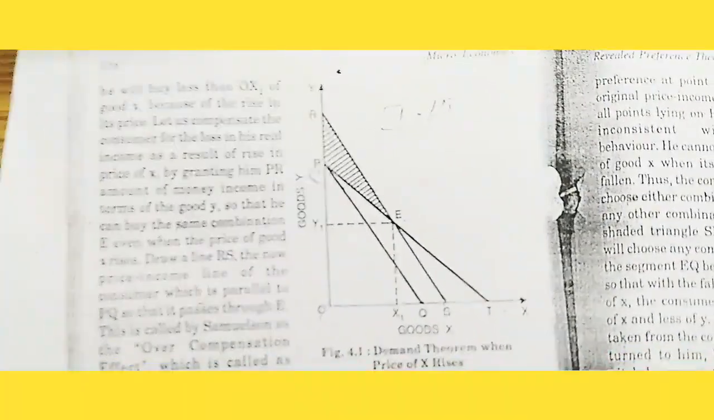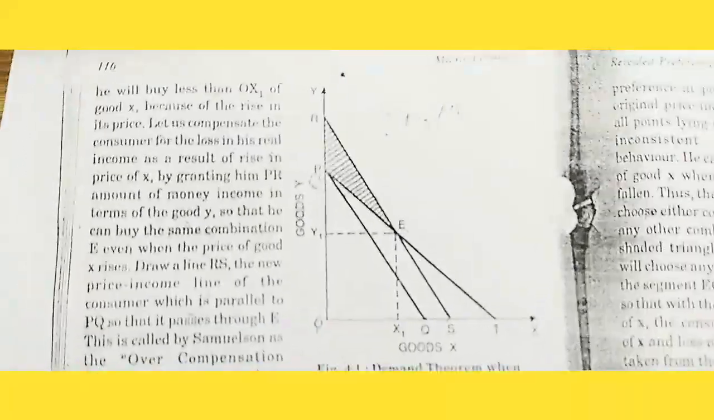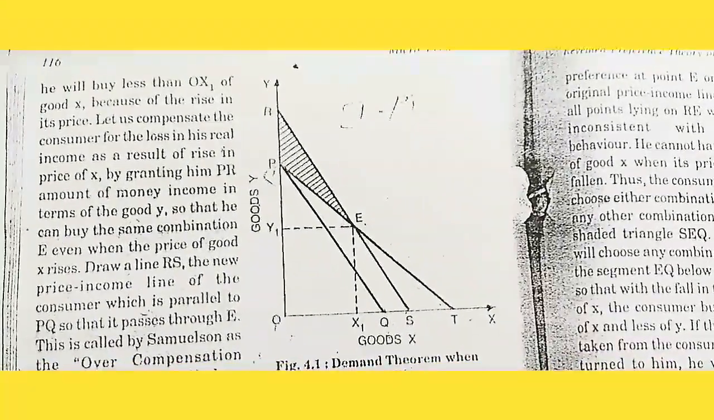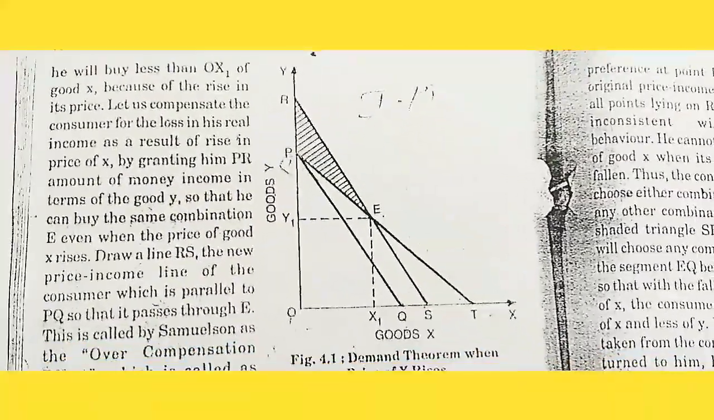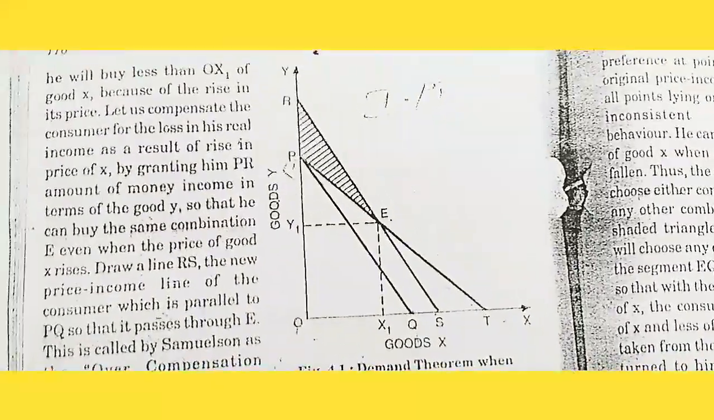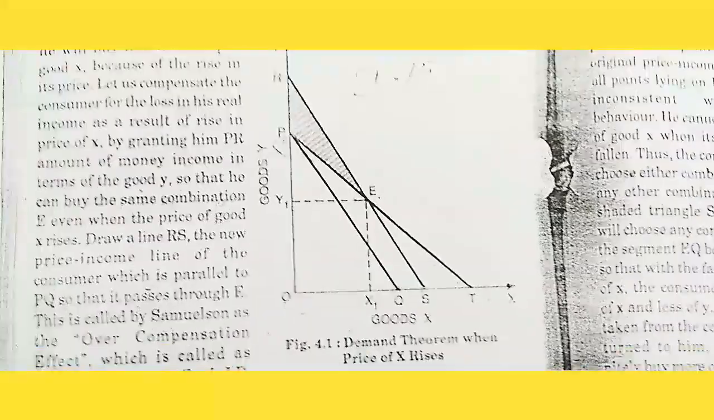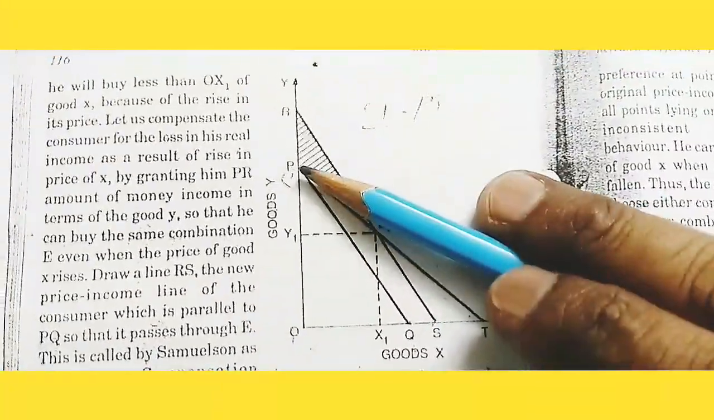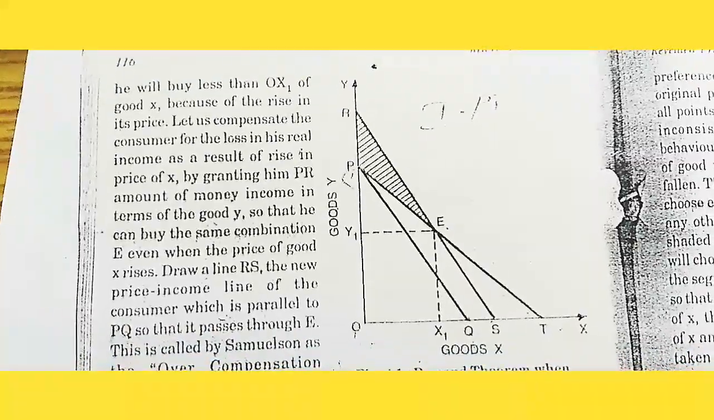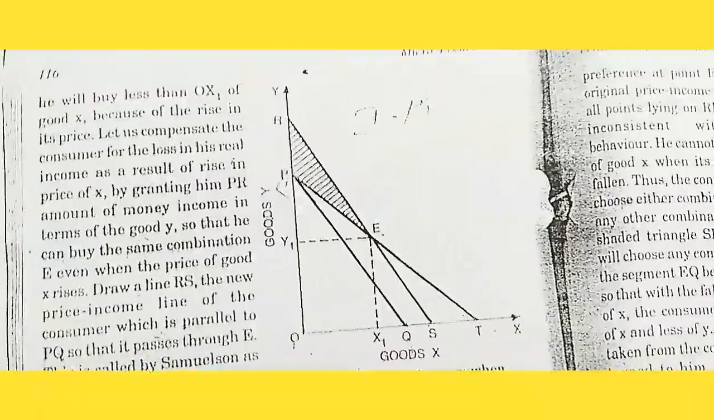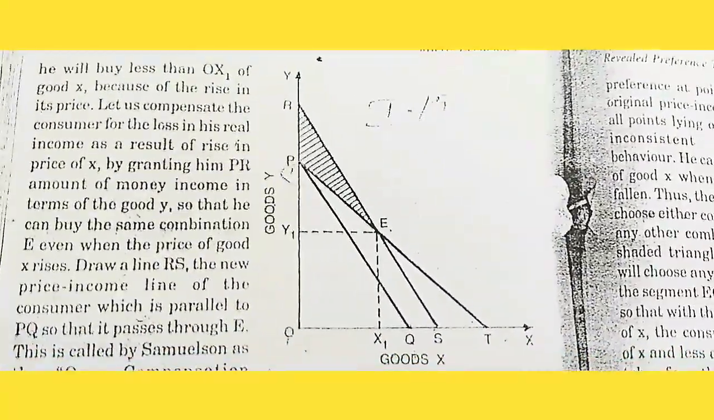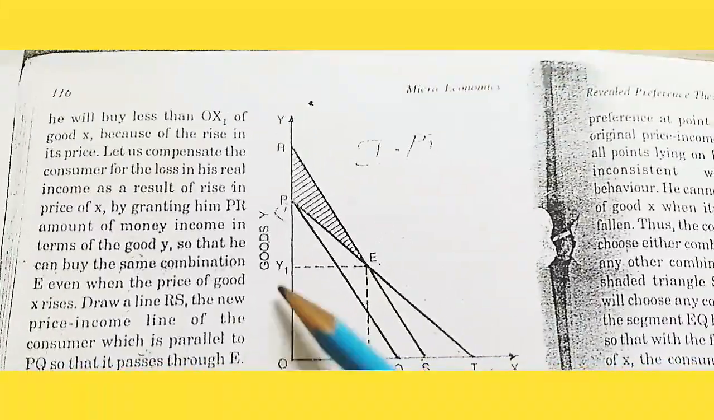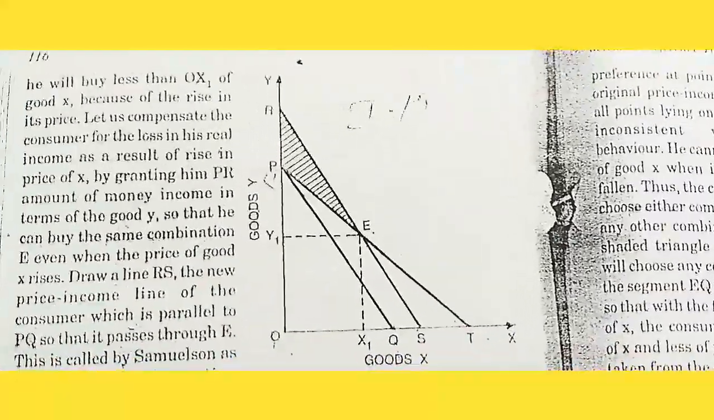Hence, PT is the original price line of the consumer, and the combinations of goods X and Y lying within the triangle OPT are available to the consumer, from which he can choose any combination. Suppose the consumer chooses the combination E lying on PT. This means the consumer is revealed to prefer this combination E, OX1 plus OY1, to all other combinations lying in or on the triangle OPT.